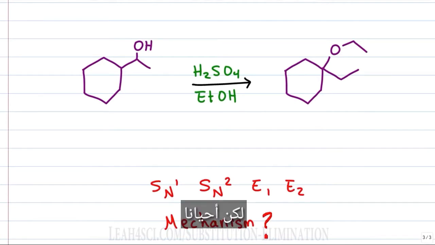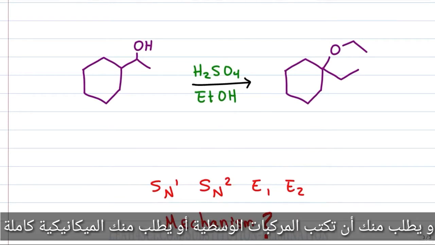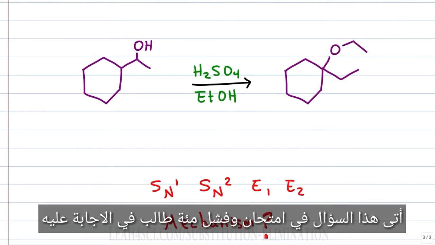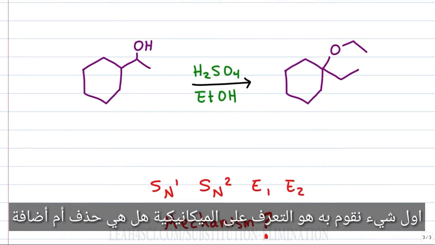But sometimes your professor will give you a reactant, conditions, and the product, and ask you to come up with intermediates or the complete step-by-step mechanism. In fact, this question came from an exam where over 100 students failed to get full credit. The first thing we want to figure out is if this reaction happened as a substitution or elimination.